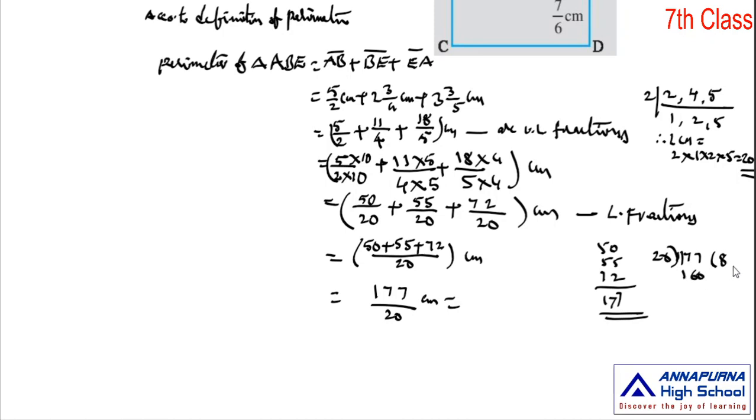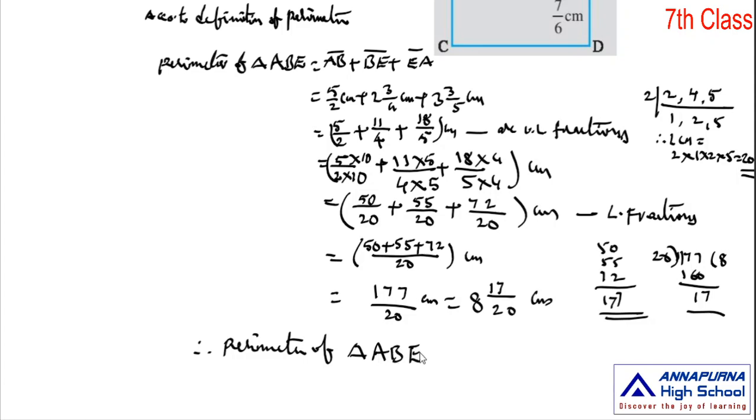28's are 160, because 29's are 180. So 180 is a big number. This is 177. It is not 9 times. 20 is only 8 times. Now minus it. 7, 1. Which is equal to, what is the quotient? 8. And the remainder is 17 by divisor 20 cm. So therefore the perimeter of triangle ABE is equal to 8 17 by 20 centimeters.